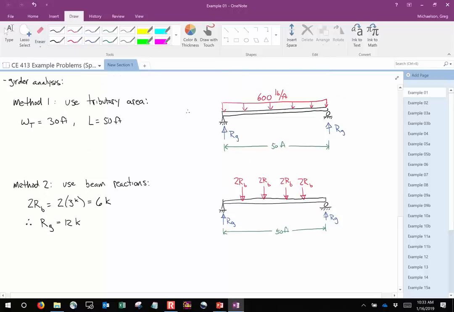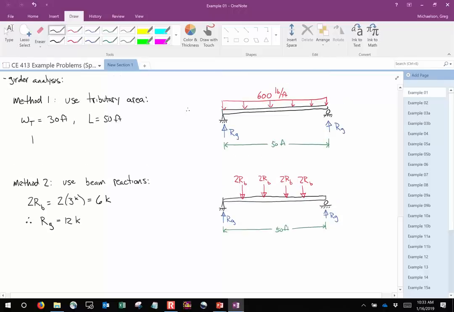Now, I'm curious, what would the reaction be for method 1? Does anybody know what the reaction would be for method number 1? Say it again. 15,000 pounds or 15 kips. So the reaction with method number 1 comes out a little higher. Exactly right. It's because it's counting those beams that go into the columns. So it's double counting a bit. So what you were talking about, like what about those other beams? I'm going to show you something here in a second. Okay, is everybody okay with this?